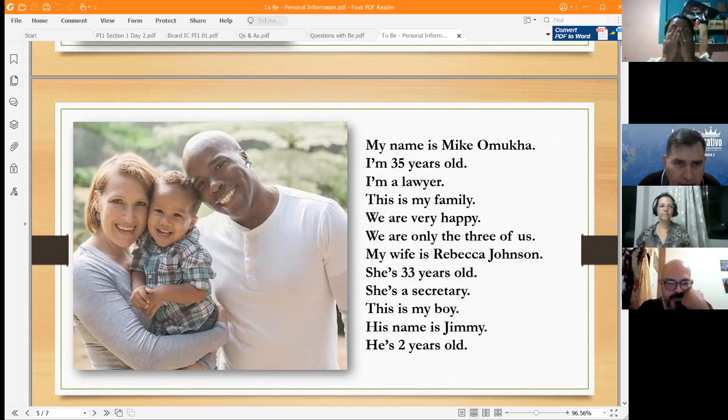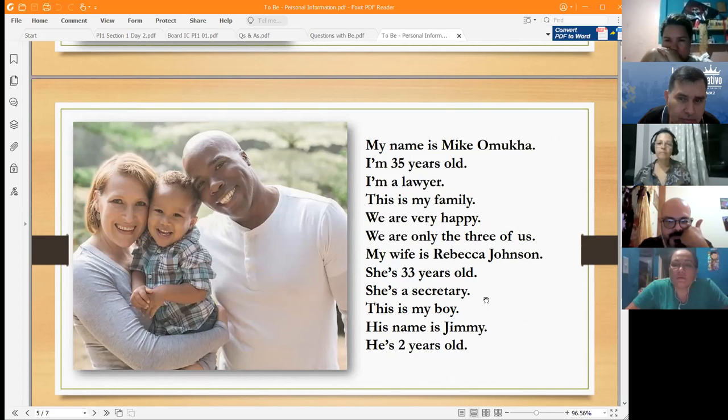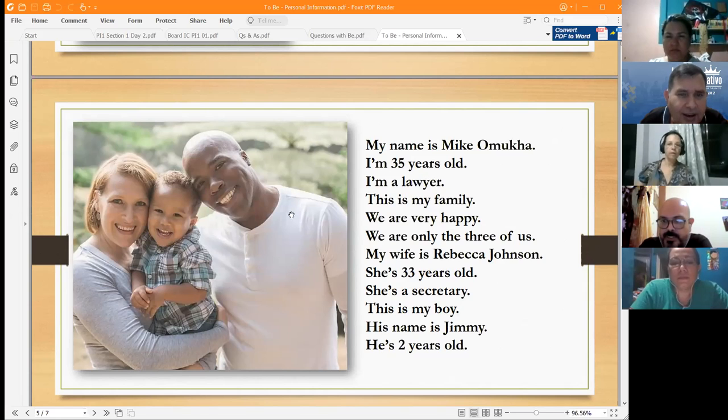So, Mike is a lawyer and Rebecca is a secretary, right? What's the difference in age? Mike is 35. Mike is older than she. Mike is older by 2 years. Yes, correct. Mike is older than Rebecca. It's true. That's correct. Okay, excellent.